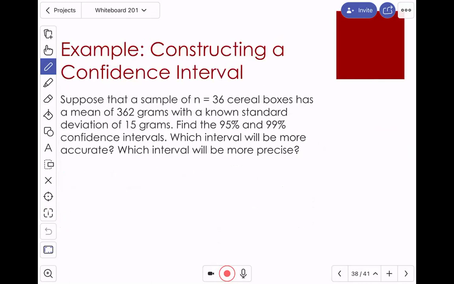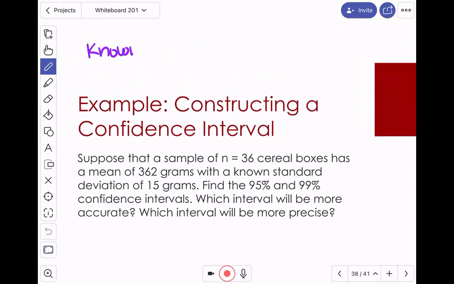Let's actually do a problem. This says, suppose that a sample of n equals 36 cereal boxes has a mean of 362 grams with a known standard deviation of 15 grams. And here's what we're going to talk about now. Certain problems you're going to do, you're going to know the standard deviation. It's going to tell you to assume the standard deviation is known, or that you know the population standard deviation is this. A known standard deviation is called sigma. That means you know sigma. We're going to start off assuming that we know the standard deviation.